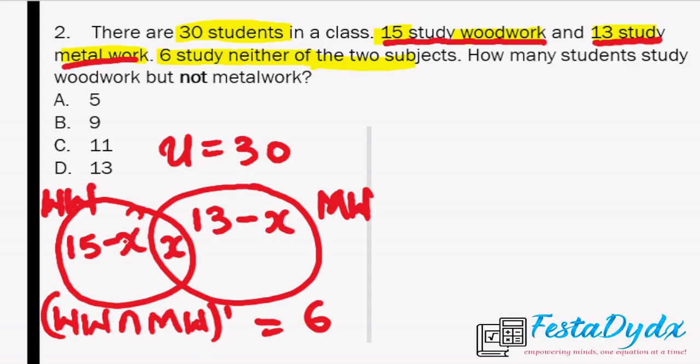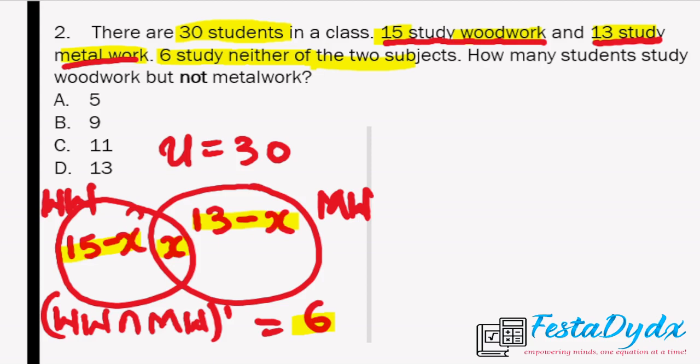Now I'm going to add 15 minus x. That means I'm going to add these sets together. Remember the neither also. When I add everything together, we're going to equate it to the universal set, which is 30. So this means I'm going to do 15 minus x plus 13 minus x plus 6, which represents those that study neither of the 2 subjects, then equate it to the universal set, which is 30.